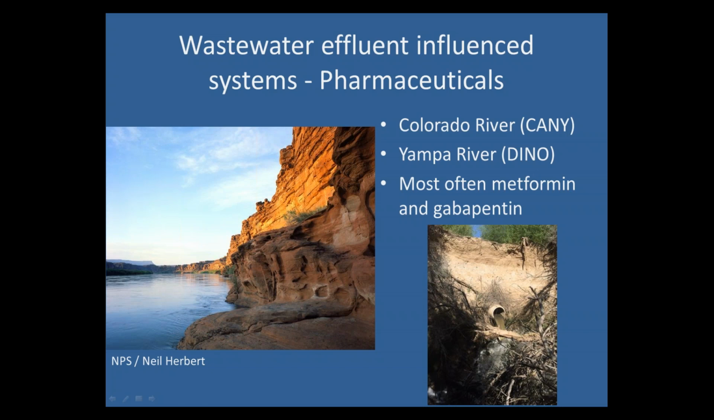Another type of system where we found this sort of chronic contamination are in systems that were influenced by wastewater effluent. And in this case, generally we found pharmaceuticals on more than 30% of visits. So these are places like the Colorado River upstream of Canyonlands National Park and the Yampa River in Dinosaur National Monument. Most often, the pharmaceuticals we found were metformin and gabapentin.